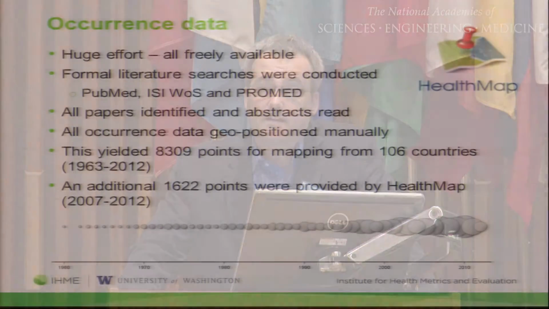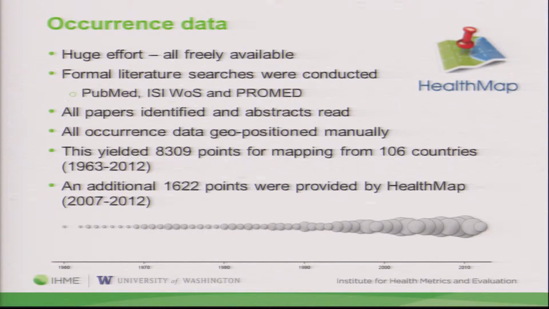And I am now going to say what some of the problems are in that particular process. The first is actually getting those occurrence data. So it's a huge effort, although they're all freely available. And we formally search the literature, PubMed, ISI, Web of Science, ProMed, etc., and identify all of those papers and read all of those abstracts, and then take from those papers and manually geoposition the occurrence of each one of those points.